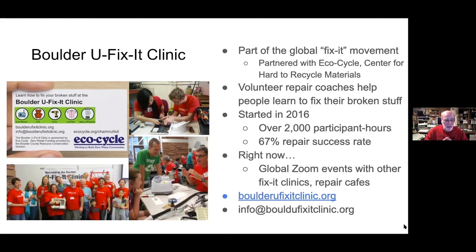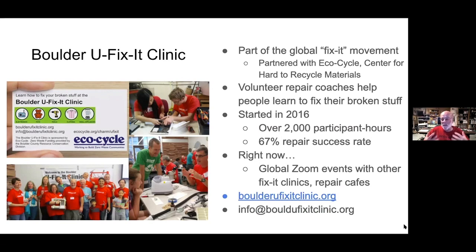So the way this works is we have these free events where we have volunteer repair coaches who like to fix things and like to help people. And we pair them up and we dig into all kinds of stuff. Number one thing we fixed, lamps, lots of lamps, lots of vacuums, lots of kitchen appliances, really strange things like an 8-foot tall animatronic skeleton for Halloween with a severed head, very fun. We fixed crazy things like that. We've been tracking what we've been doing. We have a 67% repair success rate, although our goal really isn't to fix things.